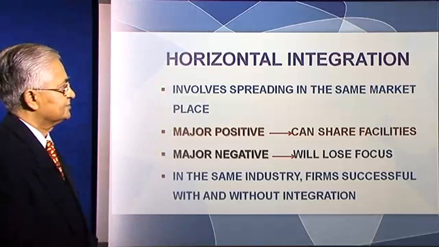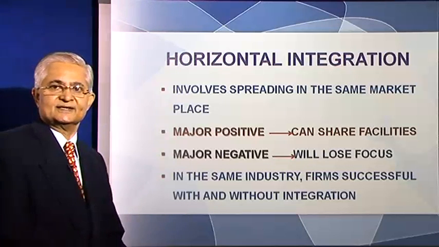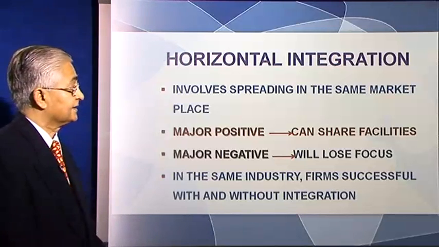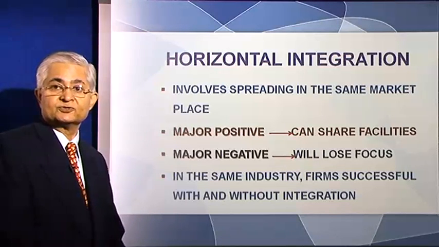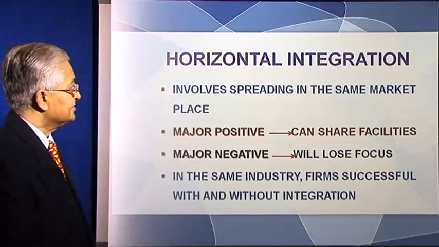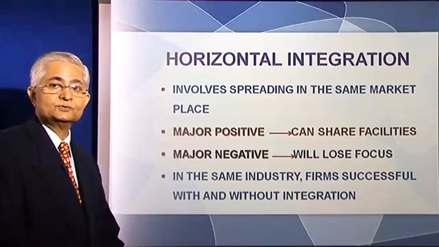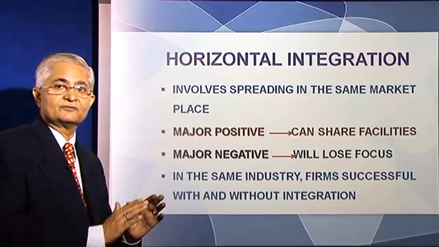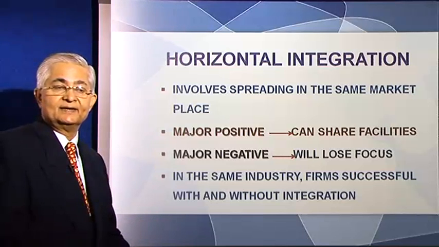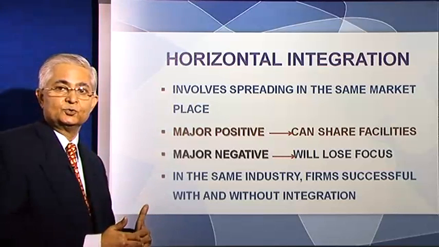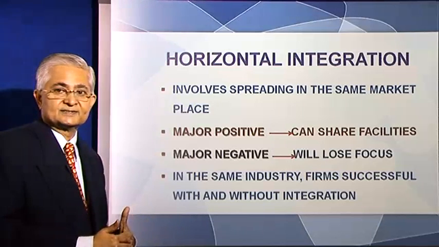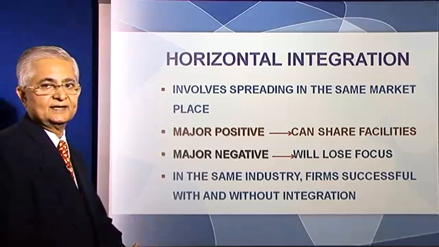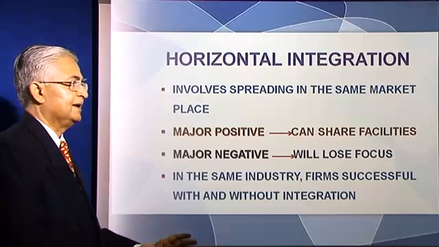The major positive to this approach is that it can share facilities. It can share production facilities, it can share R&D facilities, and it can share its distribution channels. The major negative is that the company will lose focus. The company was initially known as a very good manufacturer of tractors, but then it starts making SUVs, it starts making passenger cars. So slowly, in the consumer's eye, the company loses identity, it loses focus. This is the major negative.